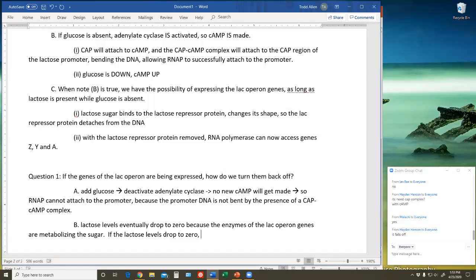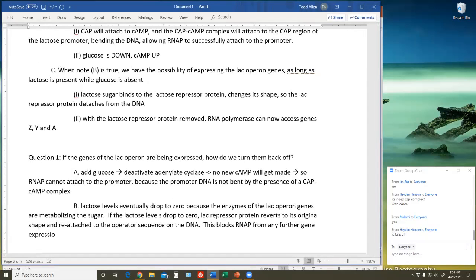Okay, in your notes, if the lactose levels drop to 0, lac repressor protein reverts to its original shape and reattaches to the operator sequence on the DNA. This blocks RNA polymerase from any further gene expression.